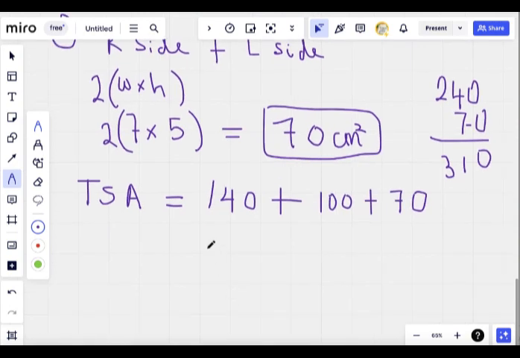Total surface area is equal to 310 centimeter square, not cube. Remember, this is about area. 310 centimeter square, not centimeter cube. Only for volume we write cube. Okay, so that's that for this question.